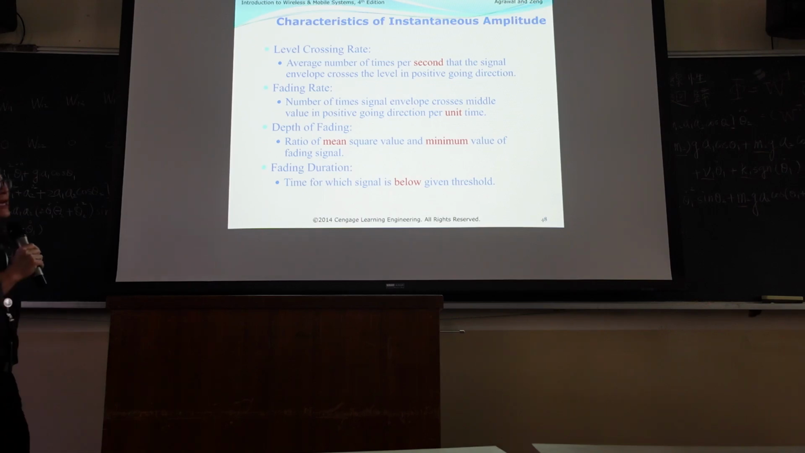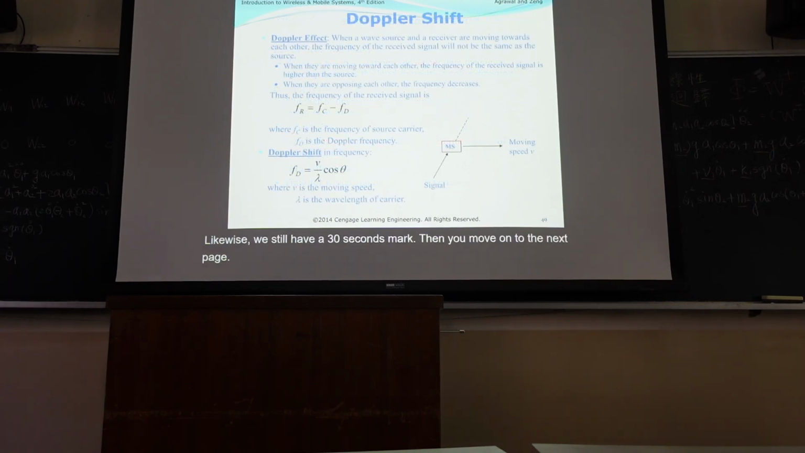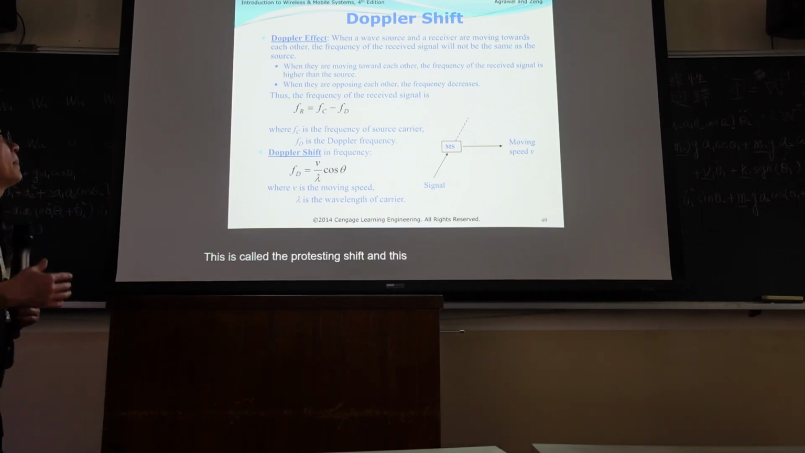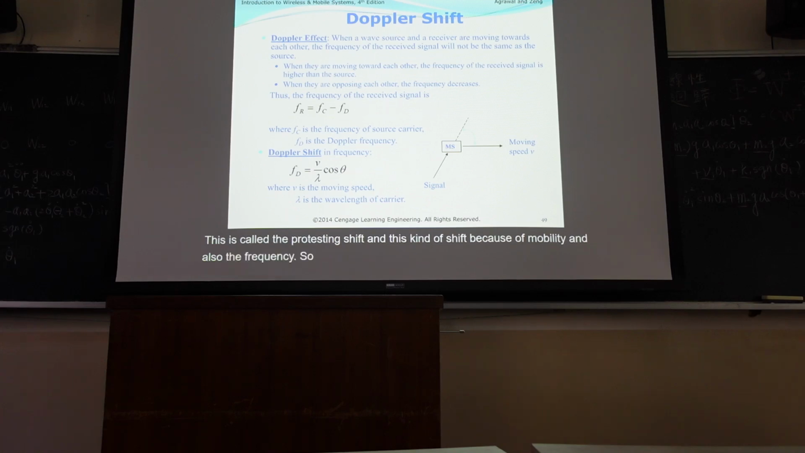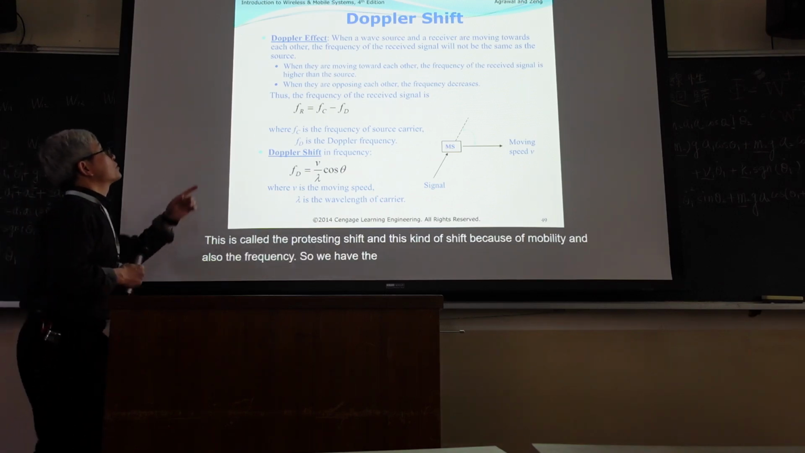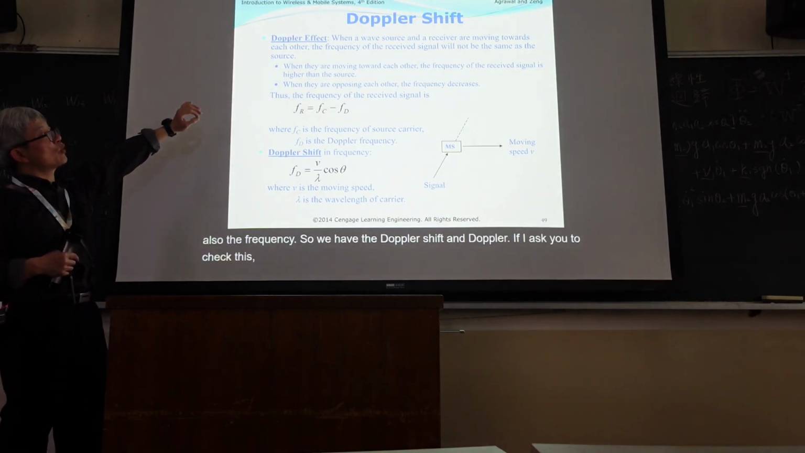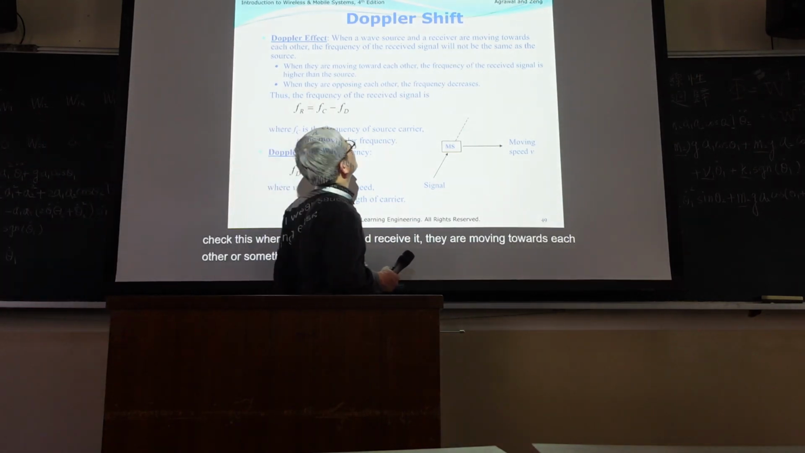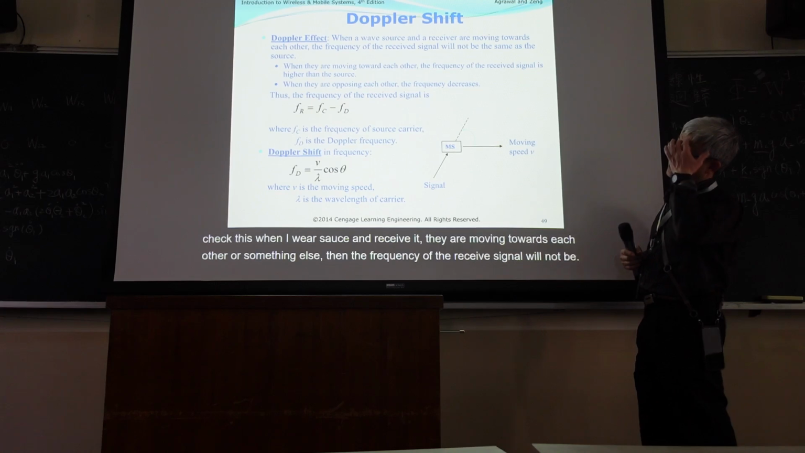Likewise, we still have 30 seconds, but let me move on to the next page. This is called the frequency shift, and this kind of shift is because of mobility and also the frequency. So we have the Doppler shift. And the Doppler effect, actually you can check this. When a source and receiver are moving towards each other or something else, then the frequency of the received signal will be changed accordingly.